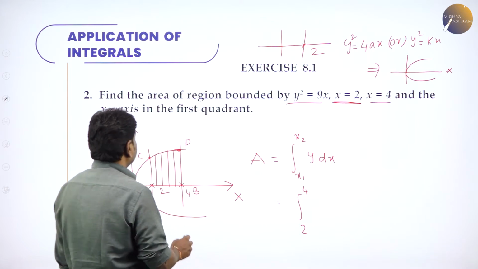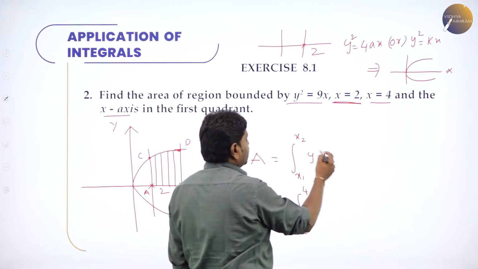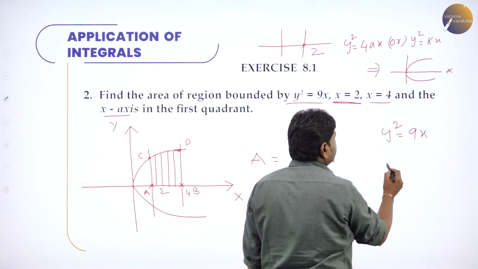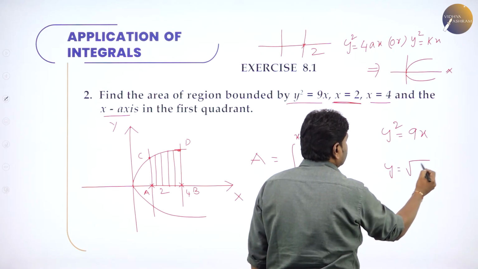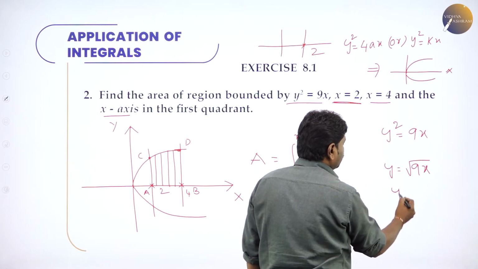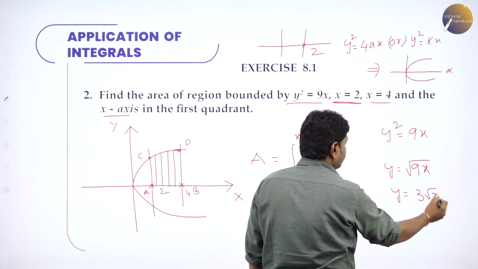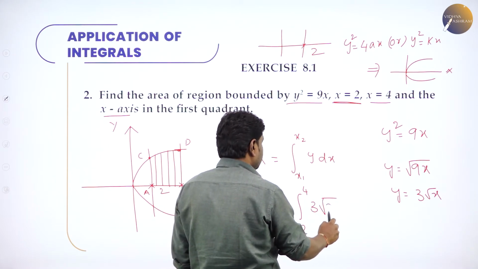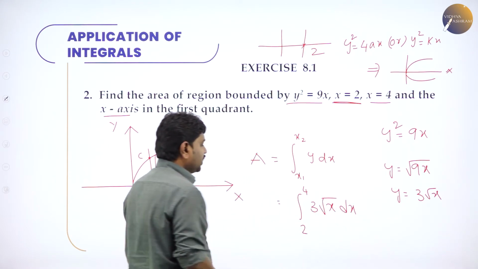What is y? Y square is equal to 9x. From y square is equal to 9x, get y. What is y from this? Y is equal to root 9x. So y is equal to, what is root 9? Root 9 is 3 root x. Now in the place of y put what? 3 root x dx. Now I need to integrate and apply and find the area.